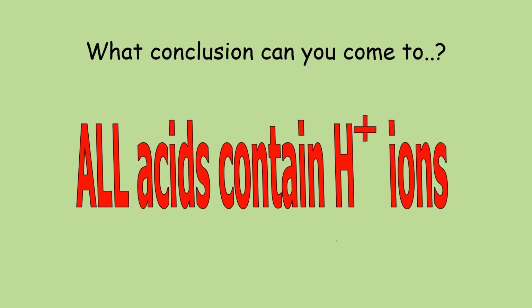Now that is called, if we're going to name it, very simply, because it's a positive ion, we don't have to change the name at all, it is called the hydrogen ion. Okay, and the hydrogen ion being present is a really key indicator that something is an acid, and we'll come back to that idea after we've introduced alkalis.